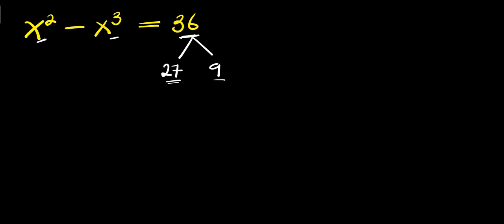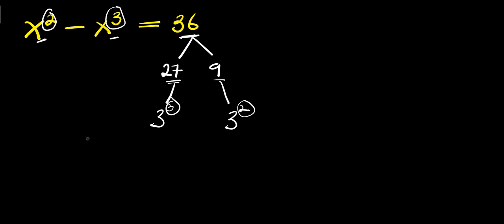Because I can express 27 as 3 to the power of 3, and I can express 9 as 3 to the power of 2. Meanwhile, we have 2 here at the exponent, we have 3 here at the exponent. So with this, we can easily factor out this particular expression.